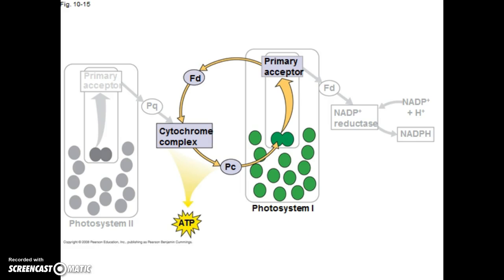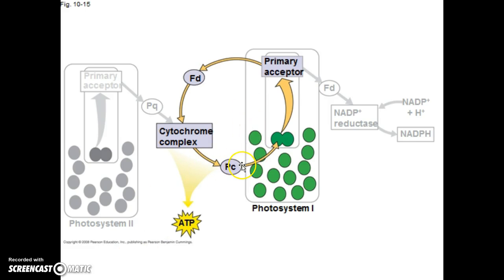So what we just finished looking at was linear electron flow, once again because it starts on one side and it goes all the way down to the other side. But what about the other one? What about cyclic electron flow? Cyclic electron flow involves really just photosystem 1.